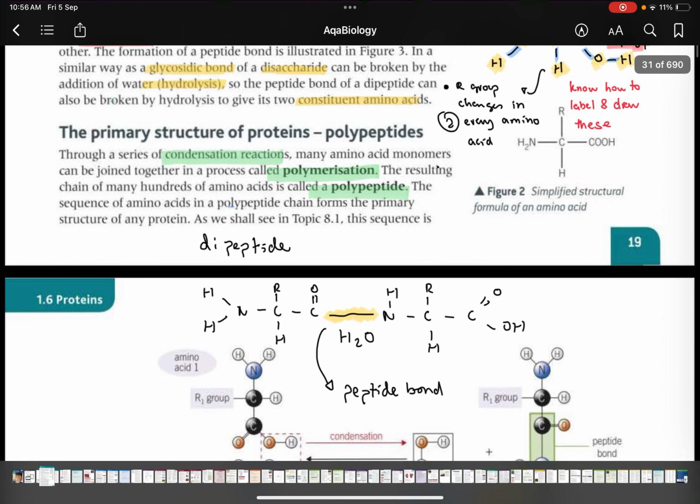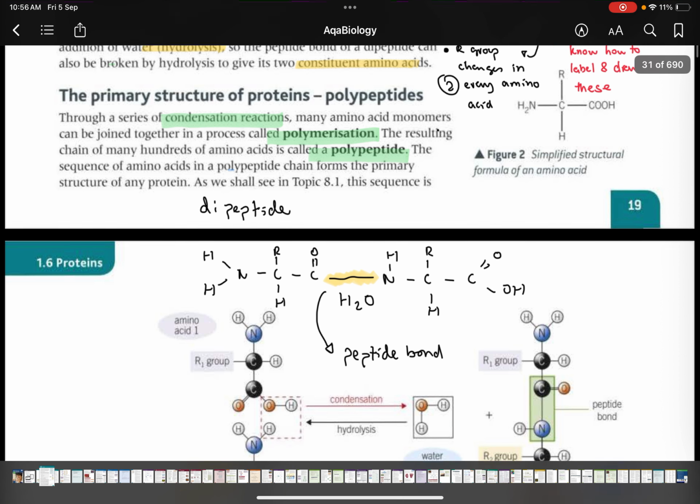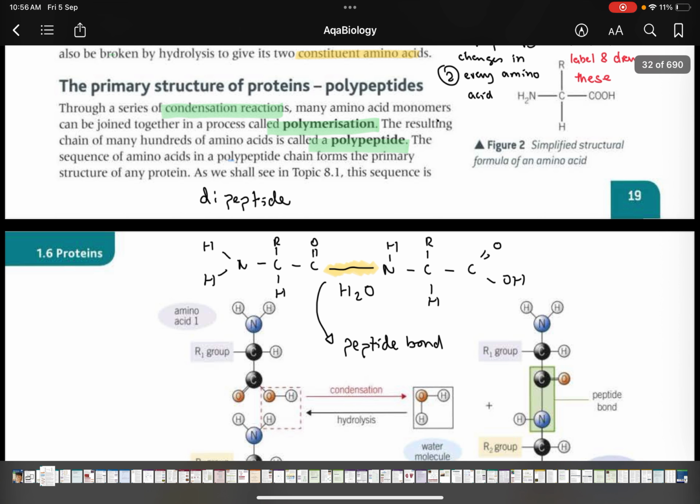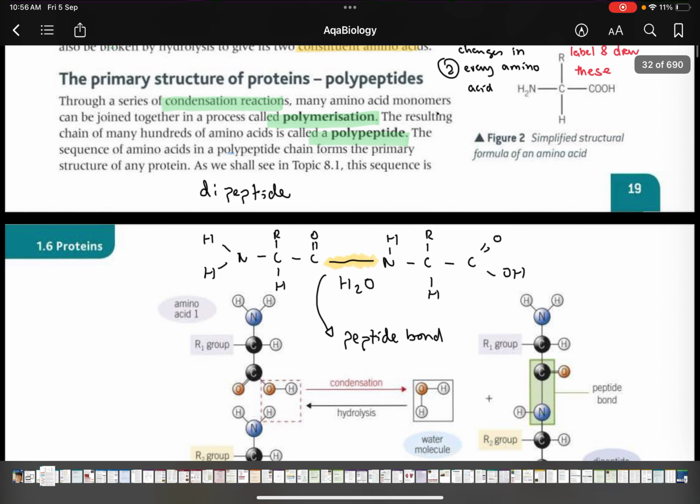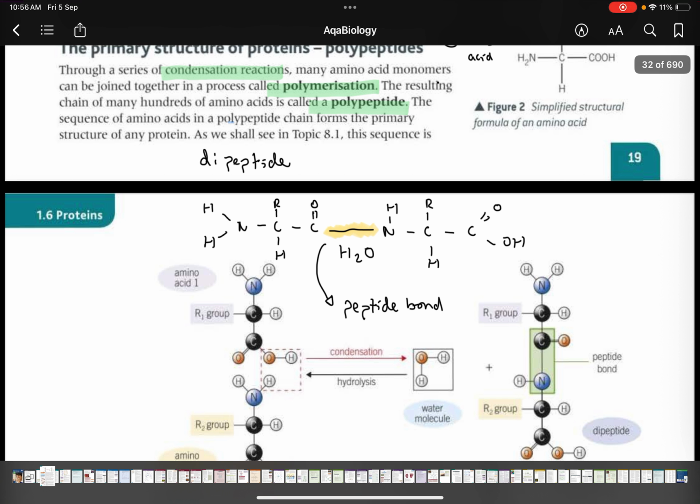Okay, so the primary structure of proteins. Through a series of condensation reactions, many amino acid monomers can be joined together in a process called polymerization, and the resulting chain of many hundreds of amino acids is called a polypeptide. The sequence of amino acids in a polypeptide chain forms the primary structure of any protein, as we shall see in topic 8.1.